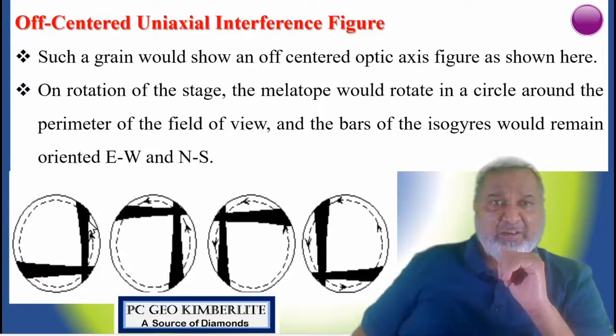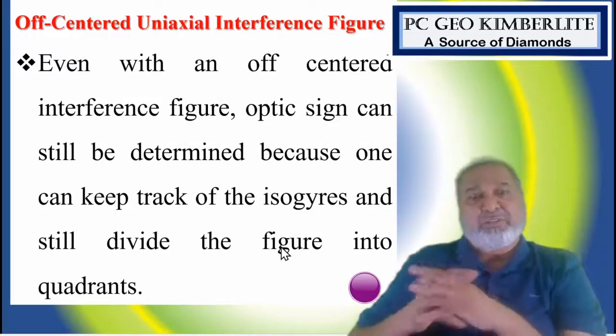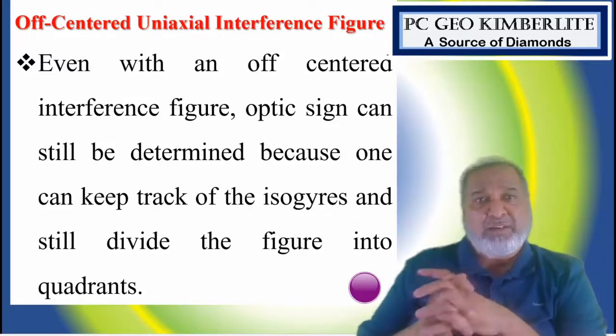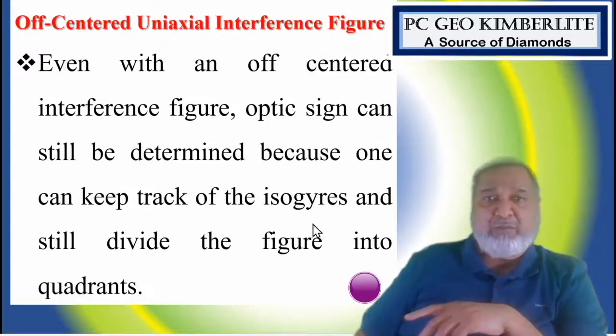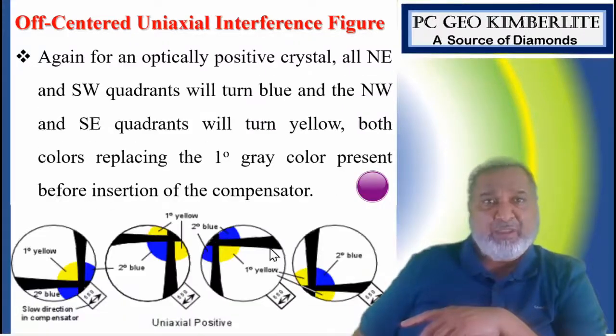Yes, now here we are going to get a reverse L. It will change the position and go through four different positions. Even with an off-centered interference figure, the optic sign can be determined because one can keep track of the isogyres and still divide the figure into quadrants.